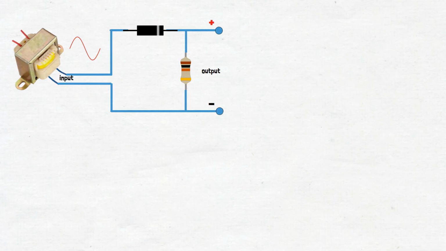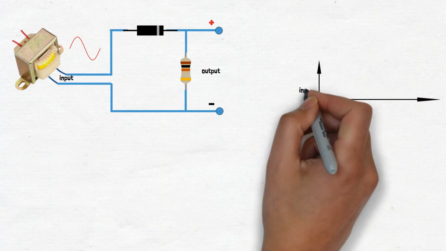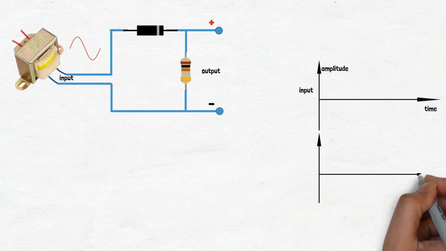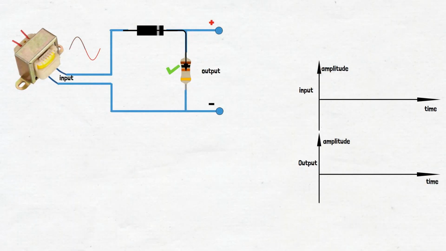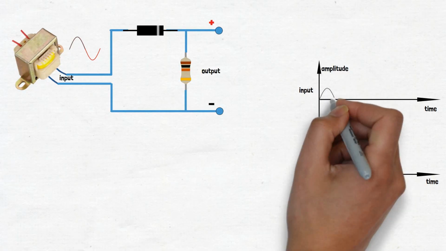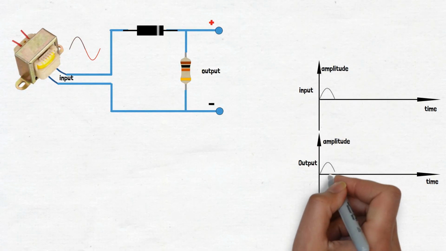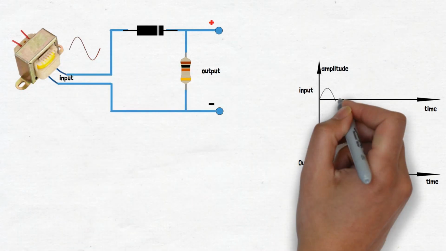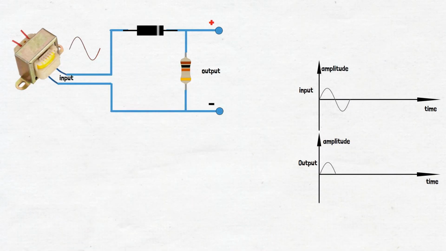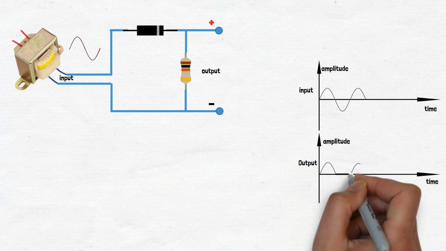Since the diode allows current to flow in only one direction, let's analyze each half wave. It becomes forward biased during the positive half wave, allowing current to flow to the load. Conversely, the diode is reverse biased during the negative half wave, blocking current flow. This results in a positive half-cycle voltage across the load.